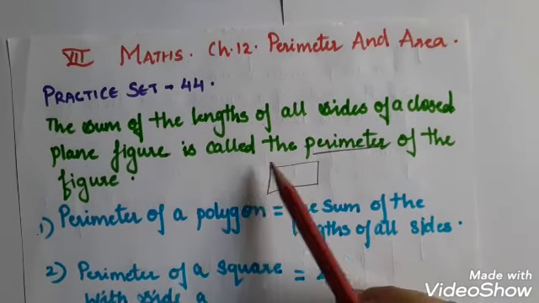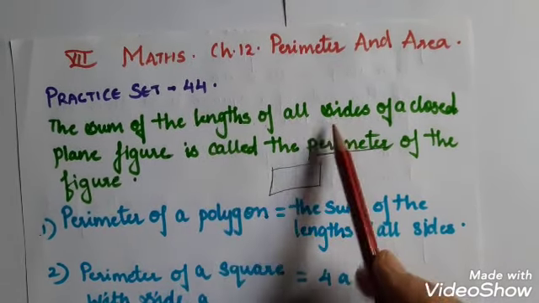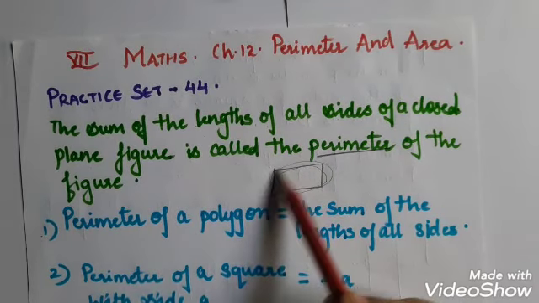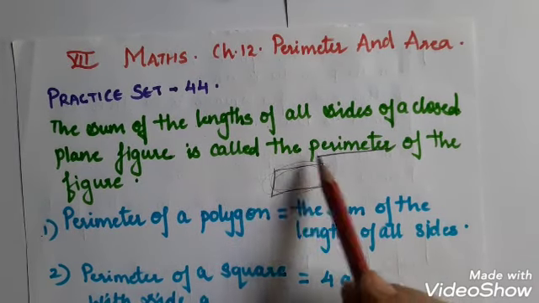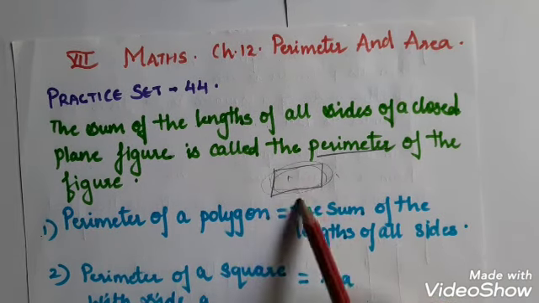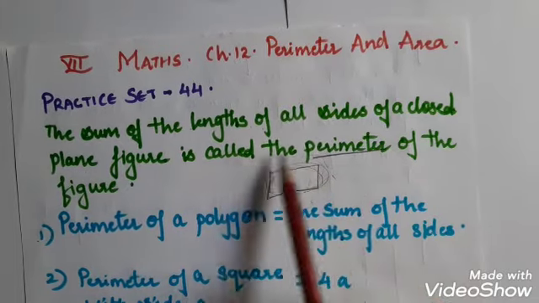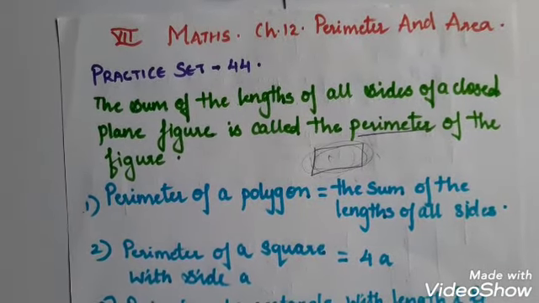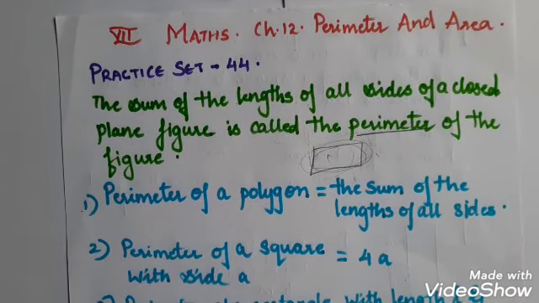The sum of the length of all sides means, when you add all the four sides, you add all the four sides. When you add all the four sides, that is called the perimeter of a figure. Now let us see the formulas.